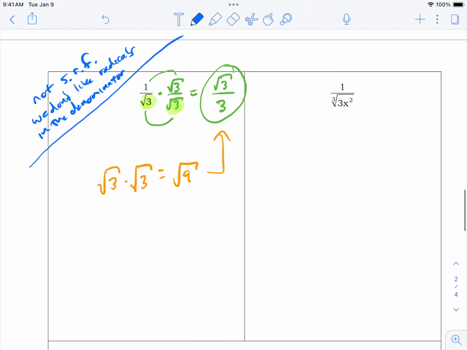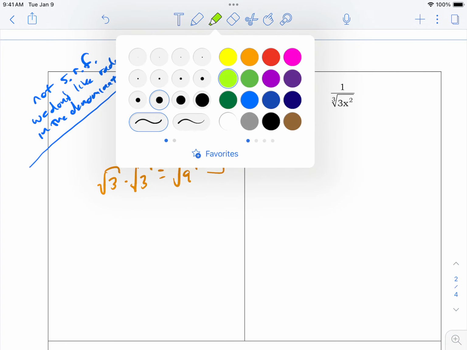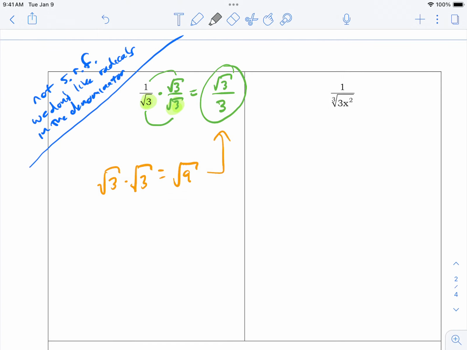All right, so why did I save this one for last? Because of that cube root, that's why. Now, it'd be great if you remember this for the rest of your life. Here's the thing. Over here, let me use a different color, maybe gray. So why did it work here?